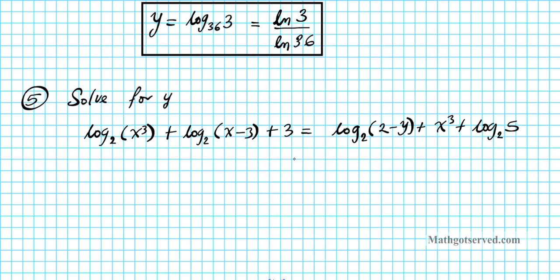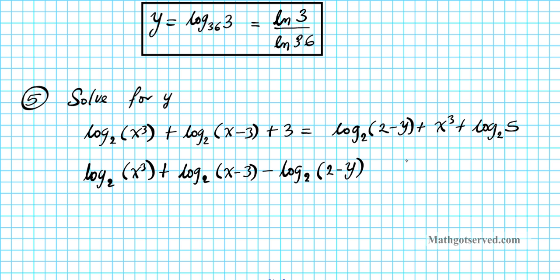So all the terms with the logarithmic term associated with it, let's put it on the left side of the equation. Okay, so we just have log base 2 of x to the third plus log base 2 of x minus 3. Now we have to subtract log base 2 of 2 minus y from both sides, so minus log base 2 of 2 minus y.